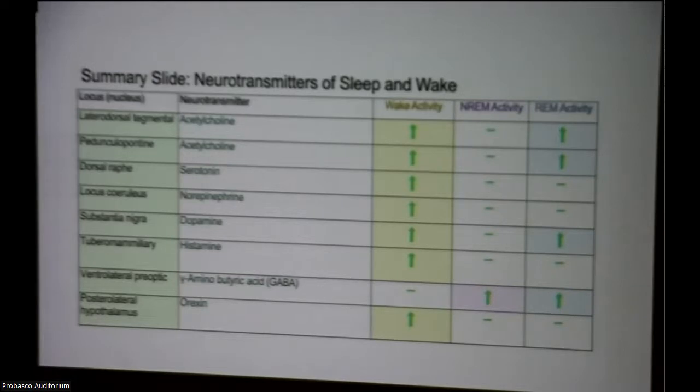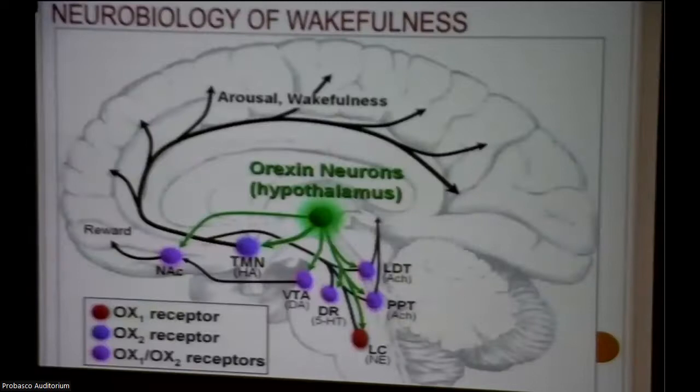So remember this, because this is increasingly going to be a therapeutic target. There are medications in the pipeline, orexin agonists for the treatment of narcolepsy type 1, which might be seen later this year.